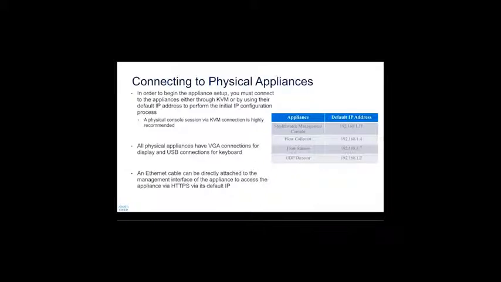Additionally, though, if for some reason you don't have KVM available to you, you can actually connect directly to the management interface with an Ethernet cable. There are default IP addresses for each of the 4 platforms, the SMC, Flow Collector, Flow Sensor, and UDP Director. So you can actually directly connect to them and do some base configuration.